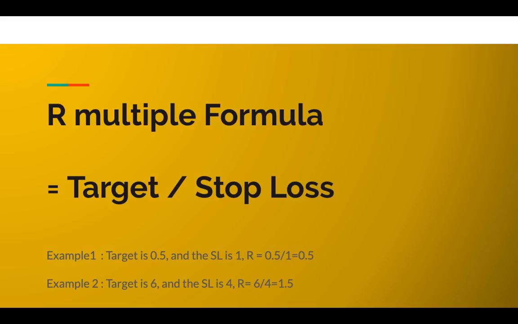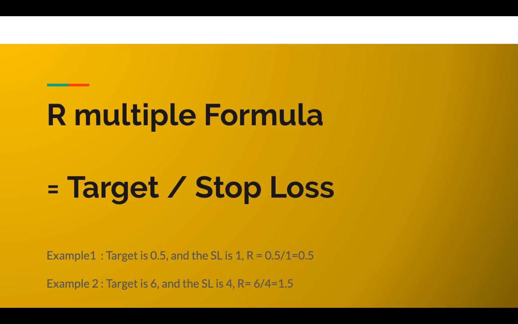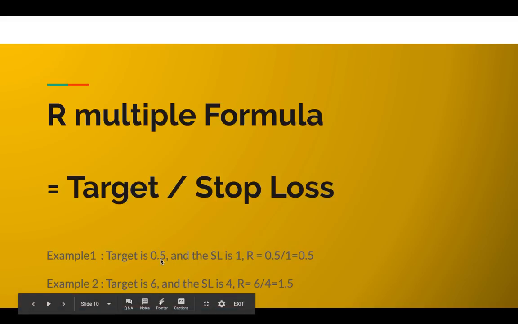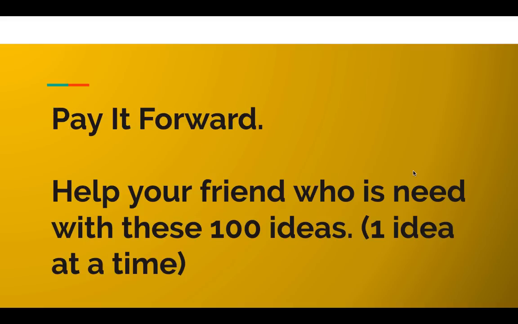Okay, so if you have answered 3 and 2, you are right. Because the formula for calculating the R multiple is target divided by stop loss. So in this case, the target was 2, stop loss was 1, which is your R multiple is 2. Here I have given two examples. The target is 0.5 and the stop loss is 1. R multiple is 0.5 divided by 1, so R multiple is 0.5. Target is 6 and the stop loss is 4. R multiple is 1.5.